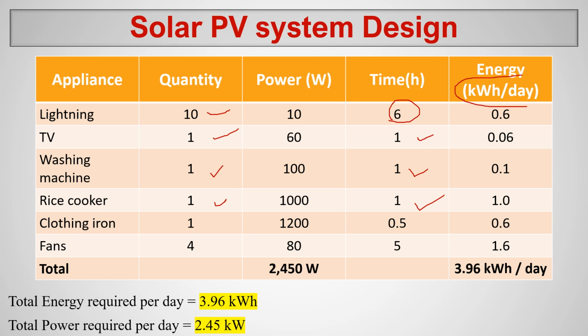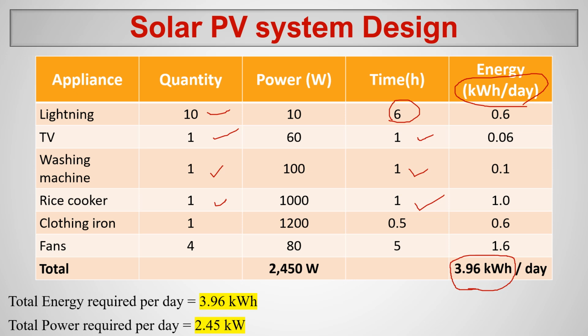In a day, on average, how much is being used. It cannot be accurate, but it can come closer to our actual value. That's why this is coming to 3.96, and the previous value came to 4 kilowatt hour. So this is reasonably okay.